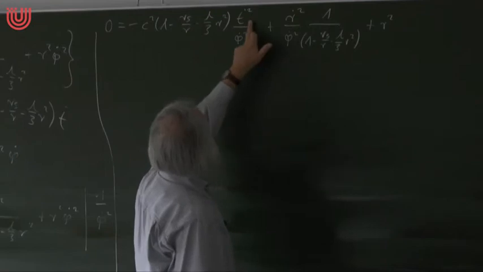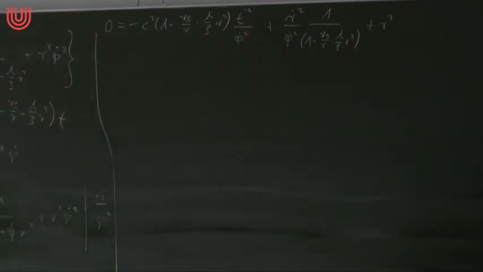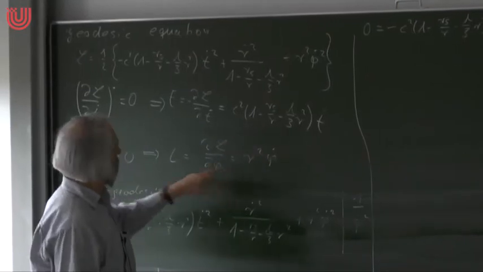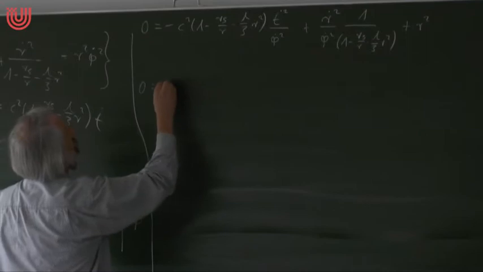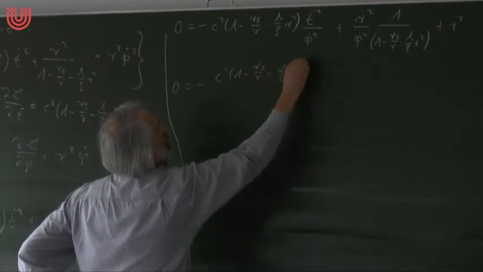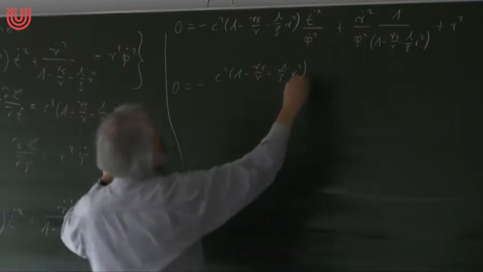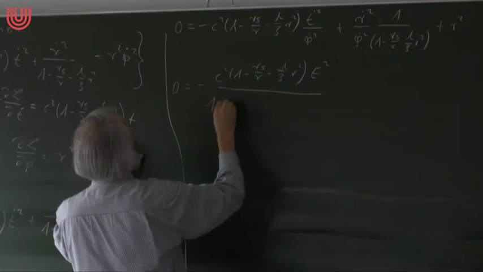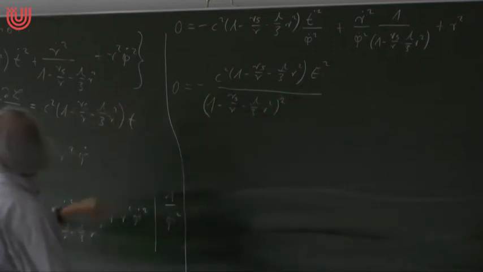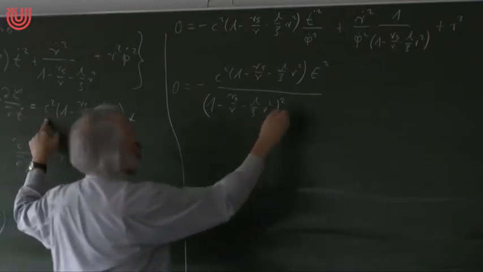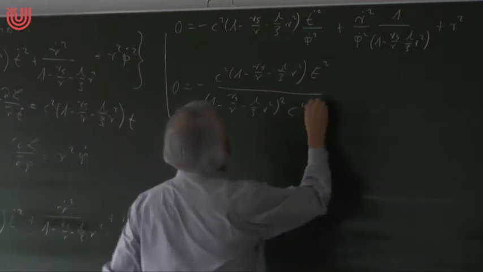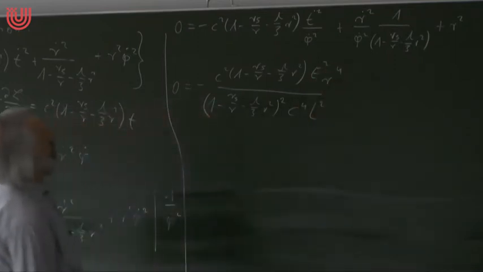Okay, that's what I want to have, and these expressions can be expressed in terms of our constants of motion, E and L. So t dot is E divided by this, and phi dot is L divided by r squared. So I insert this here, and I have minus c squared (1 minus rs over r minus lambda third r squared). So t dot squared is E squared divided by (1 minus rs over r minus lambda third r squared) whole thing squared, and c to the 4. And I have to divide by phi dot squared. This is L squared divided by r to the 4th. Okay, that's the first term.